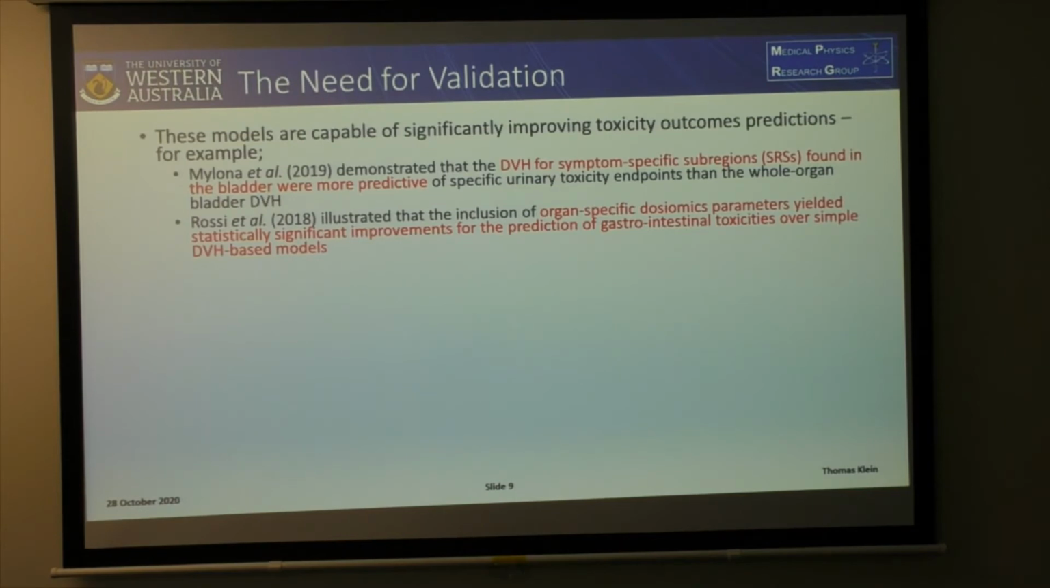So, in particular, these models are capable of significantly improving the outcomes prediction. And as a specific example, Milona demonstrated that the dose volume histogram for these symptom-specific subregions were more predictive of toxicity outcomes than the whole organ dose. And other authors such as Rossi, using the dosiomics approach, have found that dosiomics parameters yielded statistically significant improvements for the prediction of gastrointestinal toxicities.